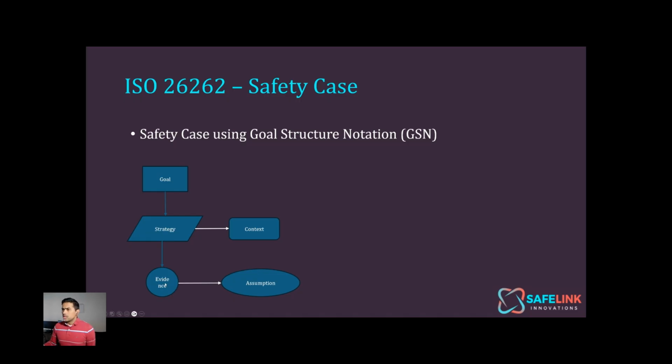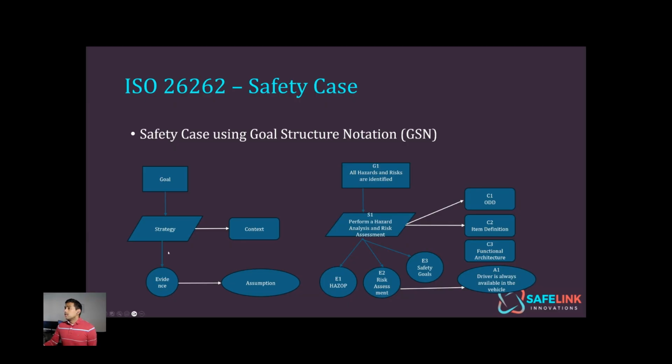It's a many-to-many relationship. So one goal can have many strategies, one strategy can have many evidences. Then you have context. This is a list of all references to achieve the strategy. And then you have assumptions for certain evidences. So what this looks like for, let's say, the HARA would look something like this.